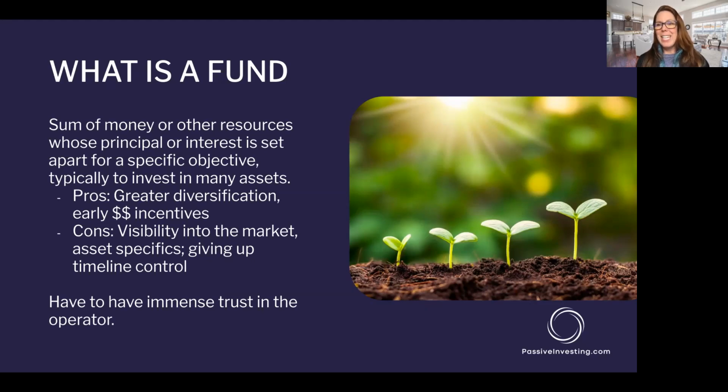Now, I say that as if it's a truth. It may or may not be true, because it all boils down to the operator. And so for me, when I look at and evaluate funds, I have to have immense trust in who the operator is. Immense trust, because that's who I'm investing in. I'm investing in the operator and their thesis of what they can execute on.